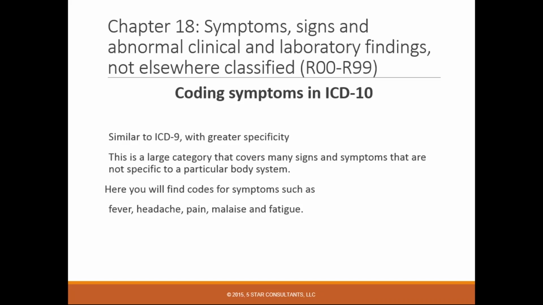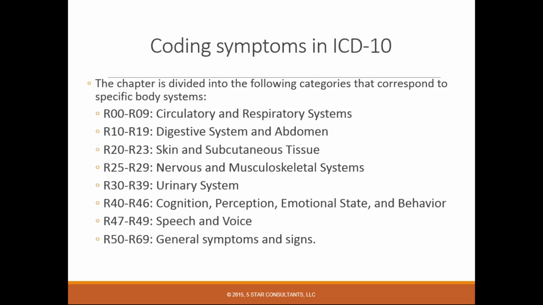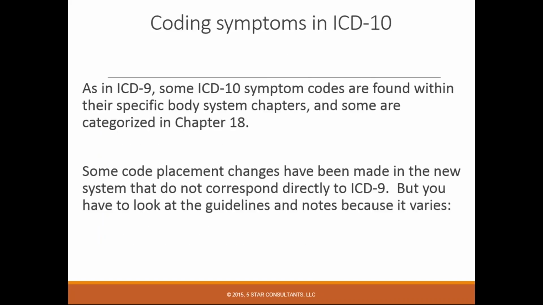Much greater specificity than ICD-9, but this is kind of our savior. If we don't have a definitive diagnosis, this is what we use. Fever, headache, pain, malaise, and fatigue. So the R category corresponds to a lot of the chapters that we're going through. Some symptom codes are found in the specific body system chapters, and some are in the R chapter. But it's not a direct relationship, and that's true in ICD-9 and ICD-10, but it doesn't stay the same.